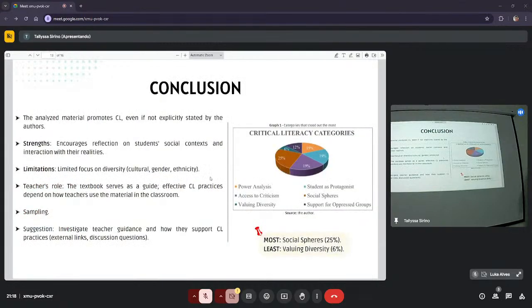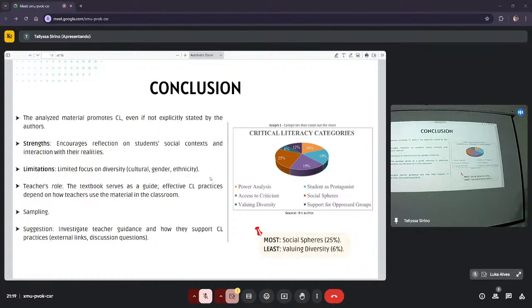Conclusion. So the analyzed material promotes critical literacy, even if not explicitly stated by the authors. So since the general objective established by them until the units, we have the presence of critical literacy. The strengths, with 25%, were social spheres. So it encourages reflection on students' social contexts and interaction with their realities. And the limitations, with 6% weight, were value and diversity.